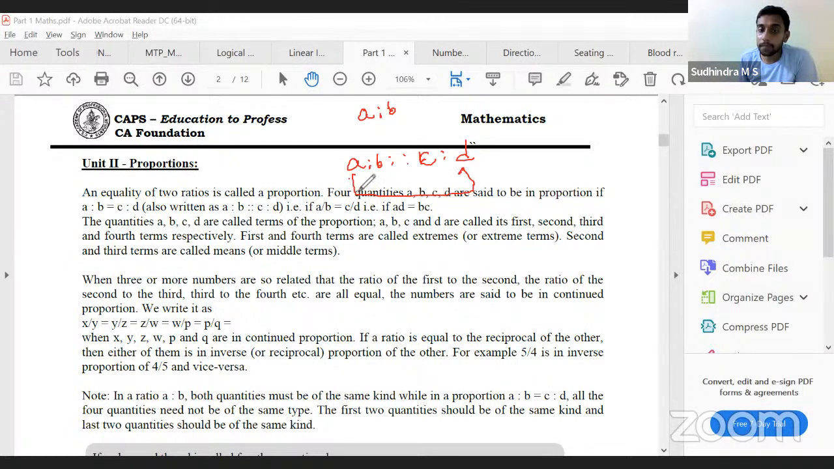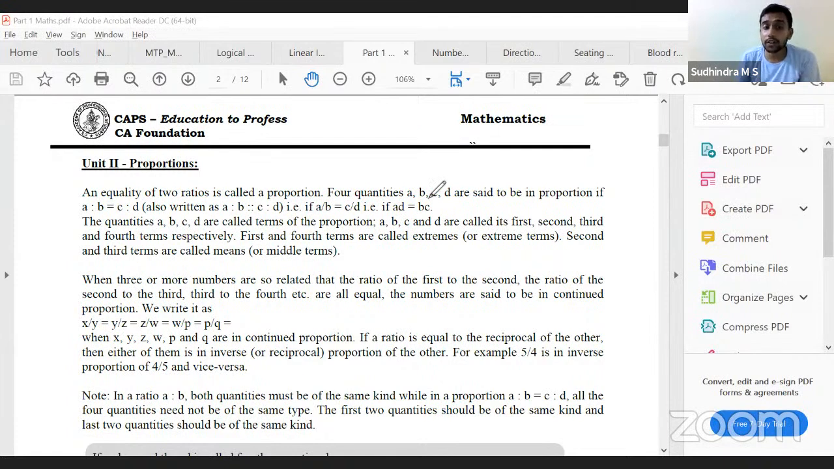These two are called extremes. The middle two terms are called means. The two, A and D, are called extremes. First and the fourth terms are called extremes. B and C, the middle, second and the third ones, are called means.